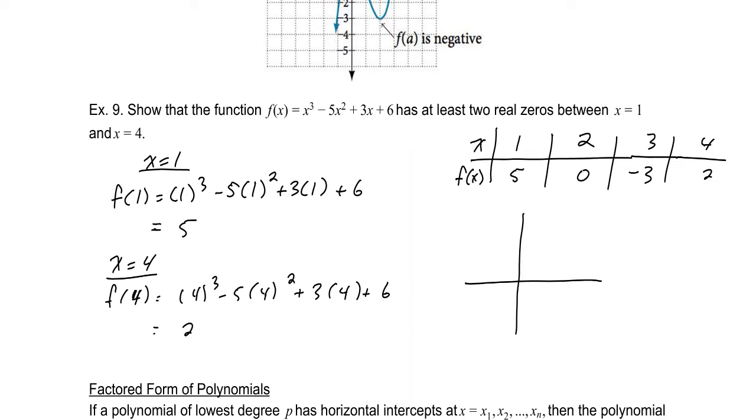So 1, 5 is this point here. 2, 0, 3, negative 3. Let's go ahead and put that 3 here. And 4, 2. So our function between those points is continuous because it is a polynomial. Looks something like that. So there are 2 real zeros because there is 1 here, and there has to be 1 between 3 and 4.